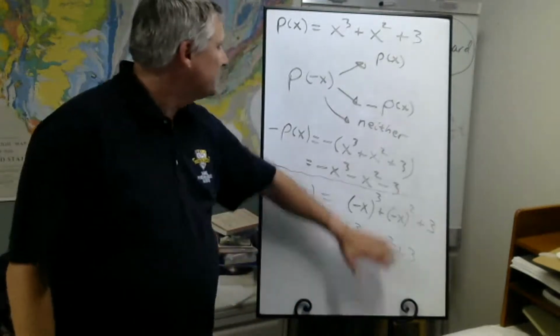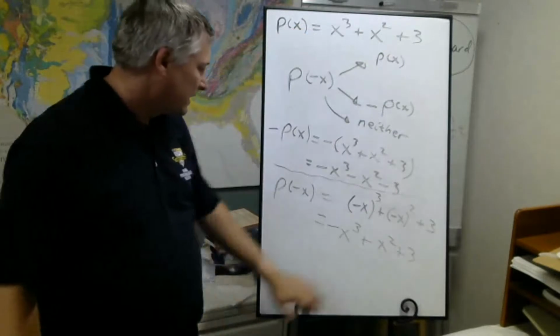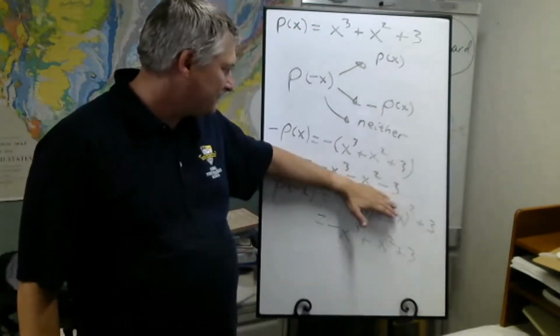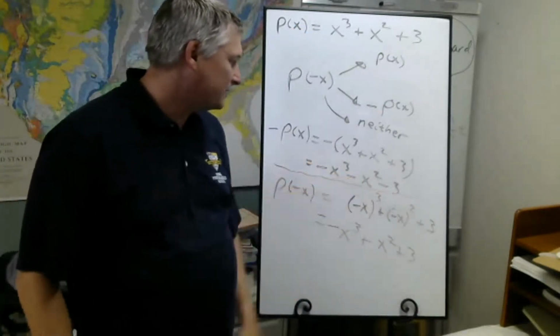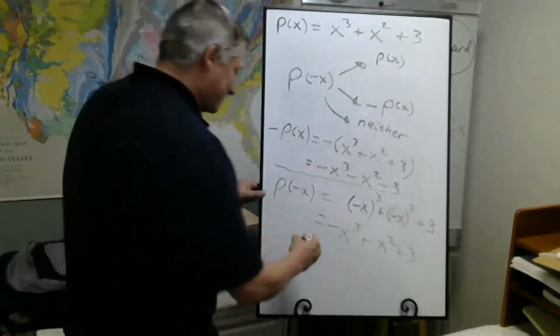Now this is not the same as that. This one doesn't have a minus sign. And this is not the same as that. We're missing these two minus signs. So guess what? There's no symmetry. It's a neither.